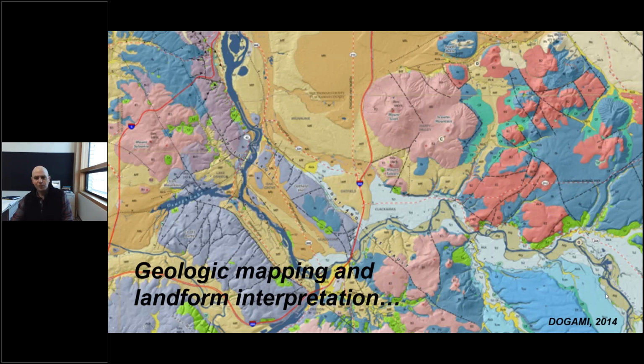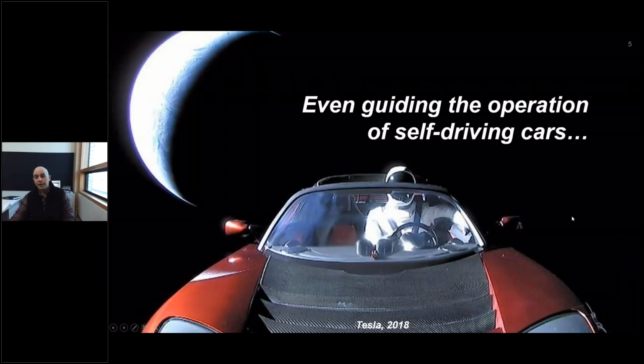Geologic mapping and landform interpretation. Here in the Pacific Northwest, basically Oregon, Washington, Vancouver, British Columbia, we have lots of trees, quite a bit, particularly in the western region. And while we can walk a landform and do some interpretation, it's hard to interpret what the ground actually looks like. LiDAR enables us to strip away trees and start to actually see what lies beneath. It even guides the operation of self-driving cars. In fact, some of the new iPhones even have a laser scanner.